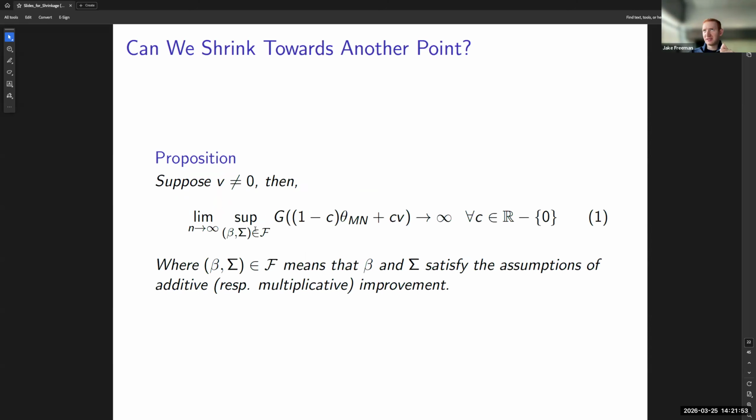And the other question would be, well, can we just shrink to another point? Is just moving along the line sufficient? And the answer is likewise no, because we can basically always construct a beta and a sigma that blows up your generalization error if you allow shrinking to any other arbitrary point. And basically, we just require, among the set of things that satisfy the assumptions for the additive or multiplicative improvement. So those are the parts that you can't do.